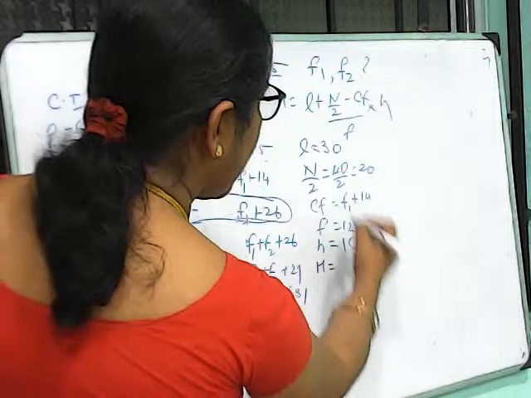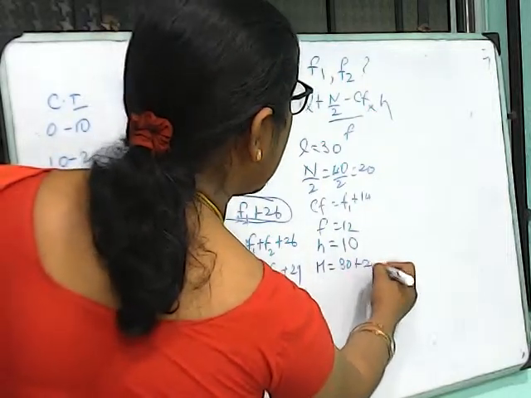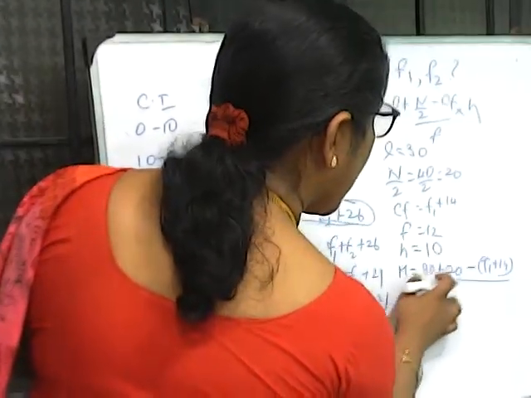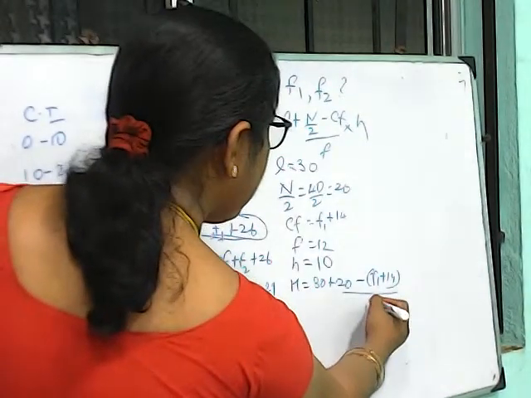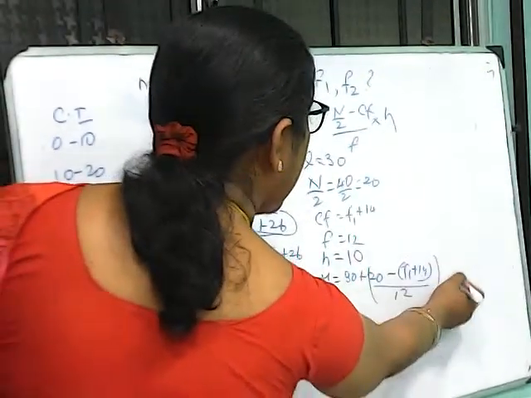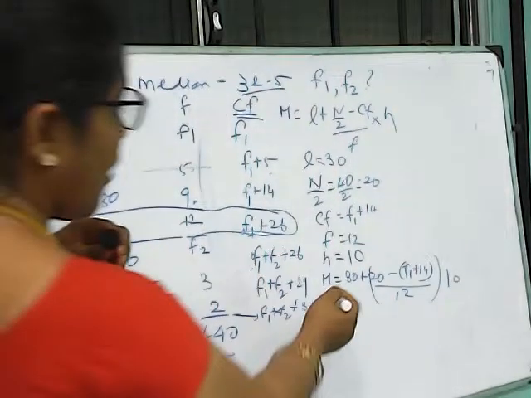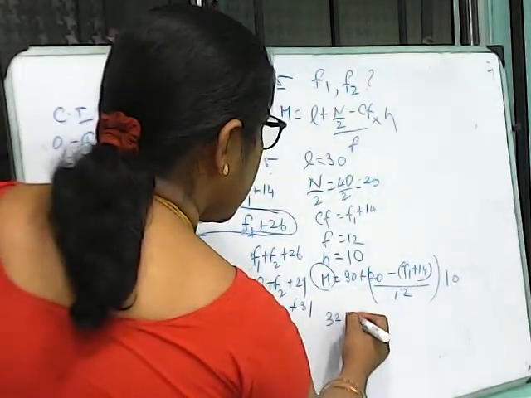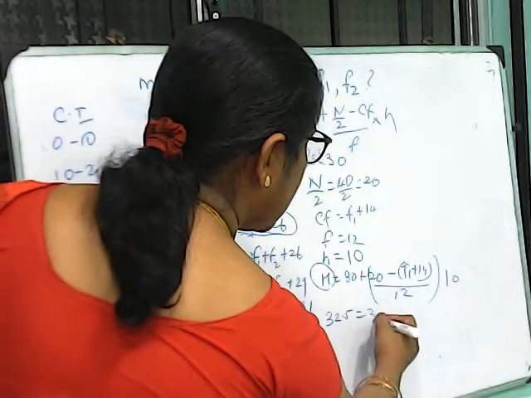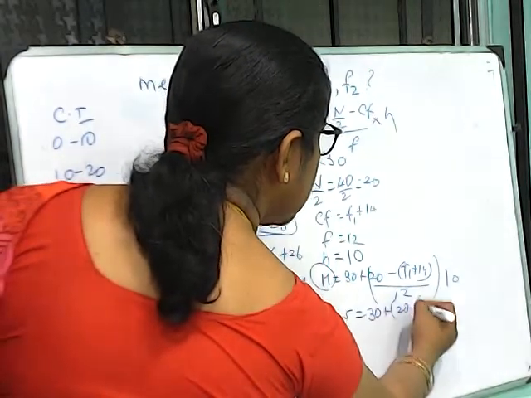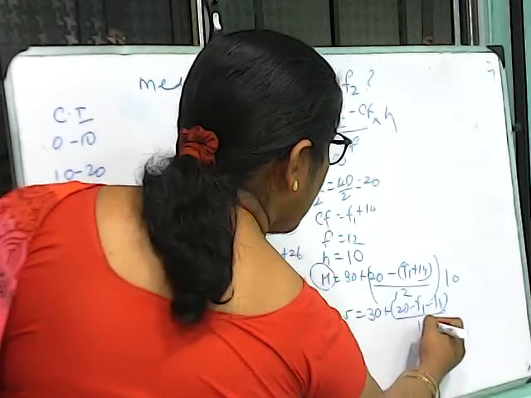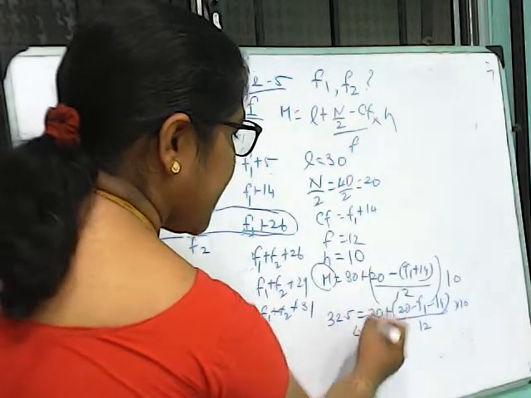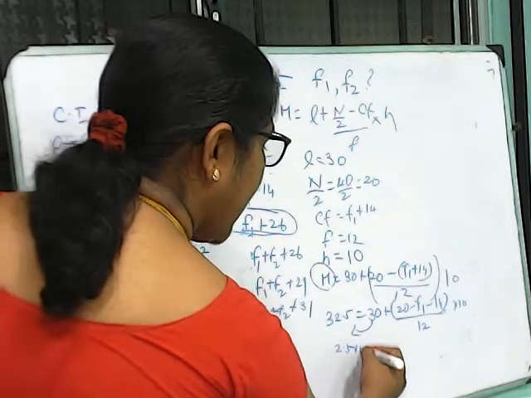So your median will be L, which is 30, plus n by 2, which is 20, minus the cumulative frequency f1 plus 14, divided by F, which is 12, into H, which is 10. Here L should not come in the bracket; limit it only to this. Now you also know the median, which is 32.5. So 32.5 is equal to 30 plus (20 minus f1 minus 14) by 12 into 10. Bring this to this side. 32.5 minus 30 will become 2.5. Multiply it by 12.